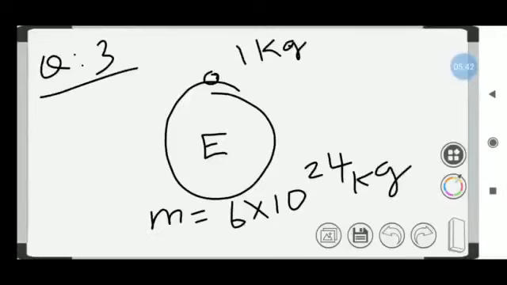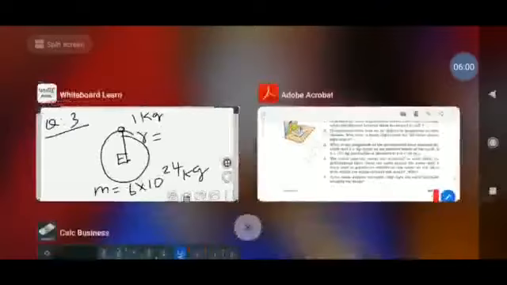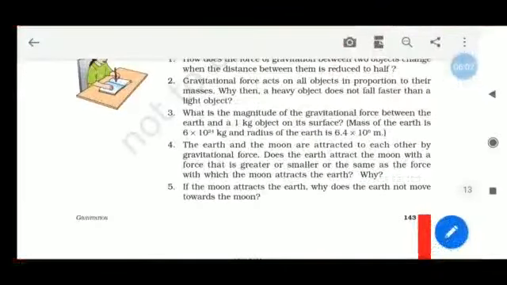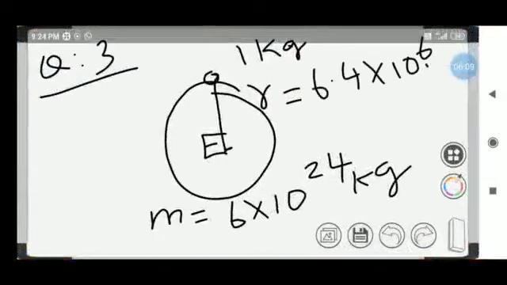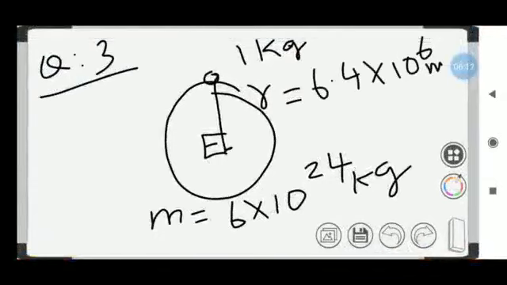Okay, so here what is the thing is, that object is kept at the surface of the earth. That means the radius from the center is given. Okay, so earth radius they given. How much is the earth radius given? 6.4 into 10 to the power 6 meter. So 6.4 into 10 to the power 6 meter. Okay, so this is a given data, so just notice this one.